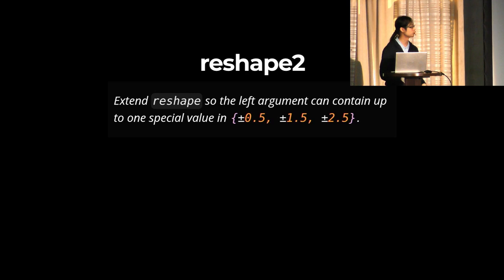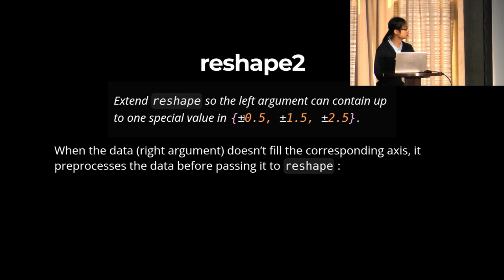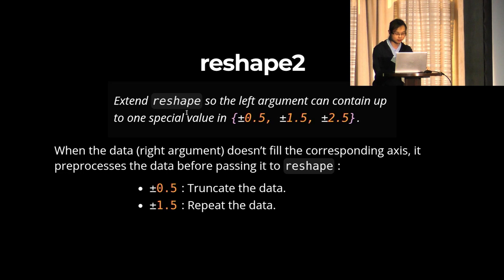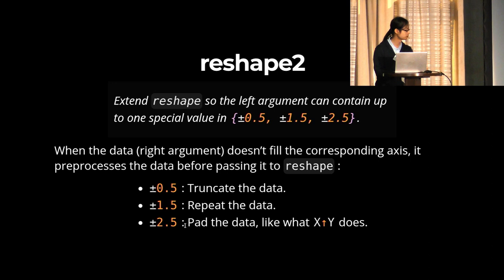The next task is a reshape tool. We have to extend the previous function, so it can now take some half values, and they can also be positive or negative. For each value, the function should do different things. If the value is plus or minus 0.5, it truncates the data before passing the data into the reshape we just wrote. If it's 1.5, it repeats the data, like the good old reshape does. And the last one, if it is 2.5, it pads the data with the corresponding scalars. So the problem actually states what x take y does.